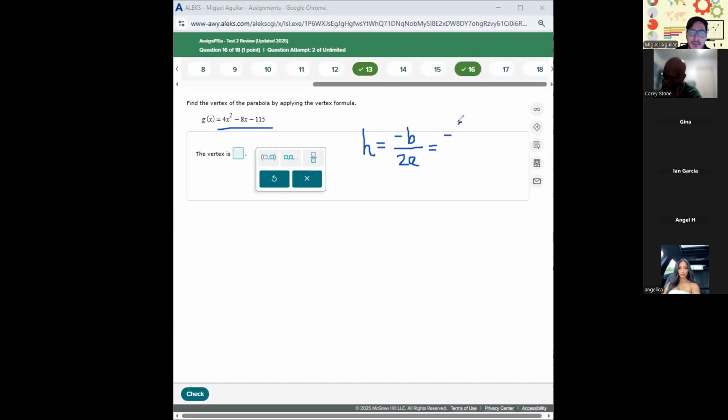So negative parentheses, and then we have over 2 times parentheses. So what's the value of b in this problem? -8. Yeah, so I'm going to put a -8 here. And then what's the value of a? 4. Yeah, 4. So I'll go ahead and do this in the calculator, okay?